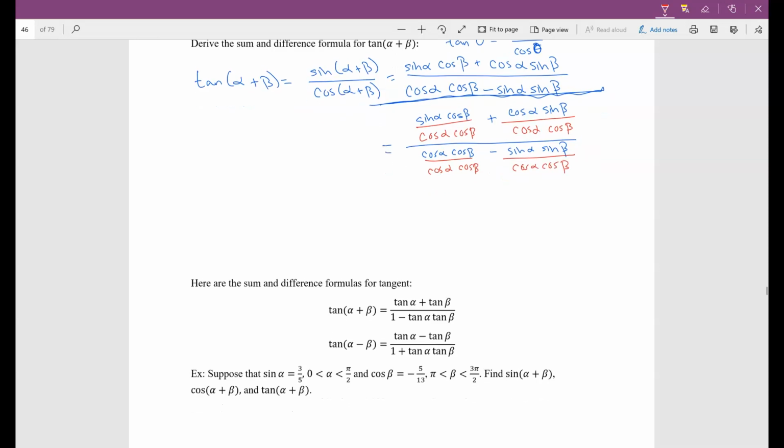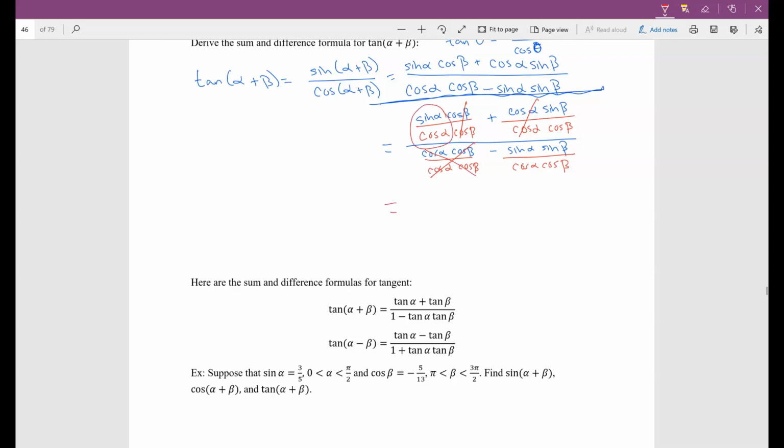So basically, what's going to happen is that you're going to get rid of these cosine betas. Here you get rid of these cosine alphas. Here everything is going to cancel. And here nothing's going to cancel. So what I'm going to be left with is the sine over cosine, which we know is tangent. That's just going to be tangent of alpha, and this guy right here is going to be the tangent of beta.